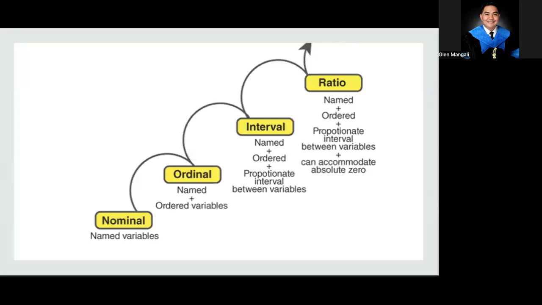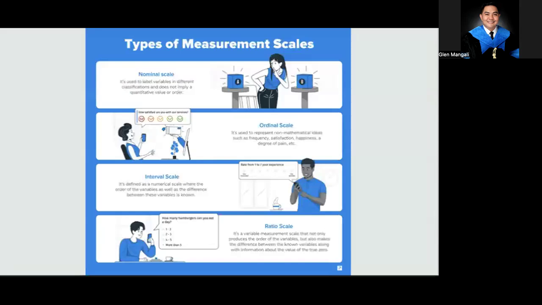For example, nominal data, there's a name variable. But when you move to ordinal data, these name variable are now ordered variables. When you talk about interval, they are named, it is ordered, and there is a proportionate interval between variables. And when you talk about ratio, this is named, it is ordered, there is a proportionate interval between variables, and can accommodate absolute zero. So this is an example of the different types of measurements or measurement scale.